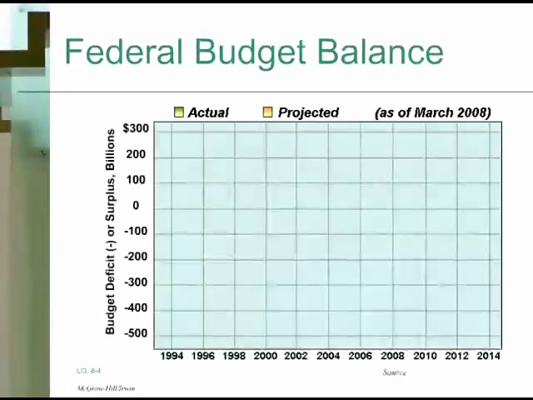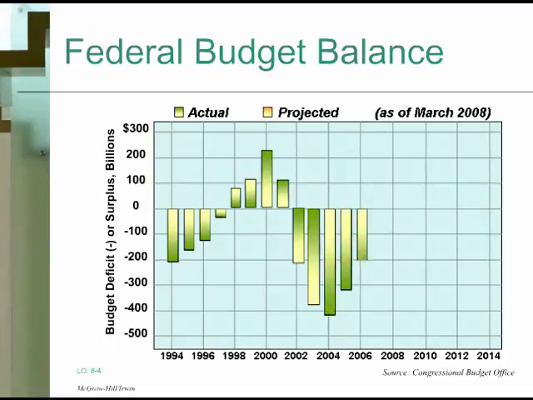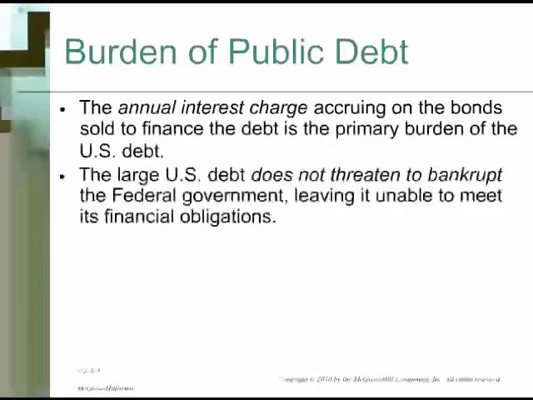This graph shows actual and projected federal budget balance between 1994 and 2014. We can see that during the late 1990s, the budget went from deficit to surplus before going again into deficit in 2001. It is projected to return to surplus in 2021. In the meantime, the debt is accumulated.